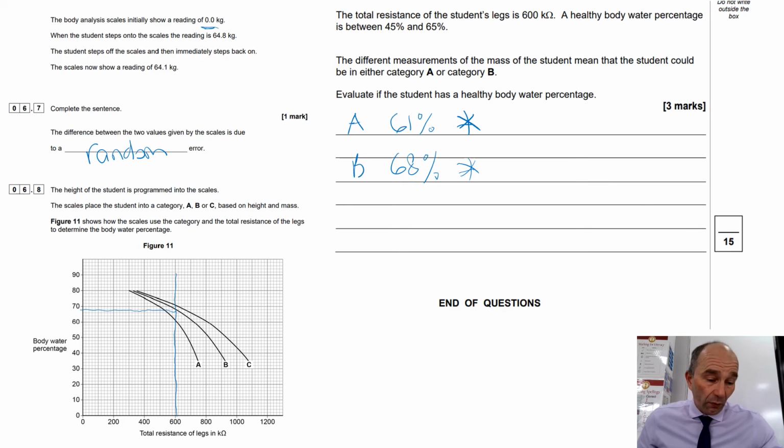That question was worth 15 marks, and that brings us to the end of this particular exam paper. Hopefully you got 70 out of 70. If you did, well done.